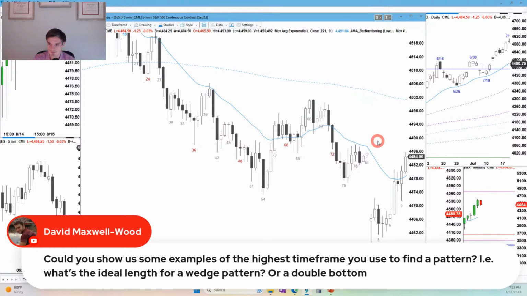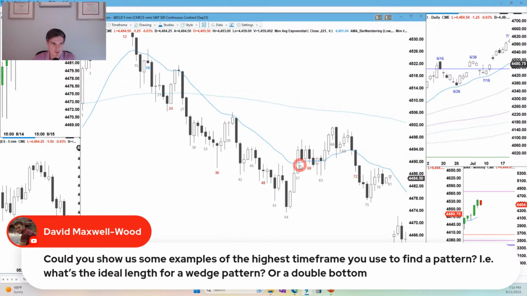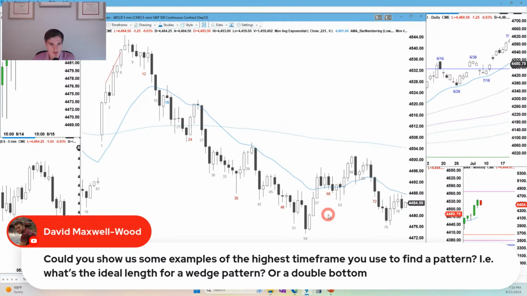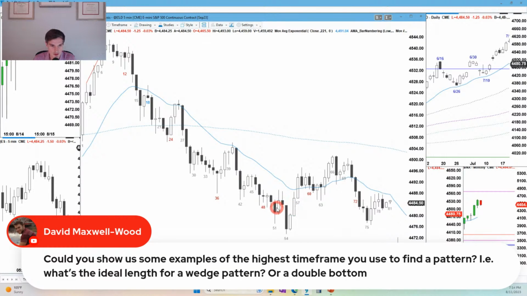Can you show us an example of the highest time frame you use to find a pattern? Example, what's the ideal length for a wedge bottom? Yeah, well, a few things. One, I'm always thinking about wedges as far as the highest time frame in the wedge, and the correction should be about half the amount of bars. So here, if this channel down, 1, 2, 3, let's say it's about 40 bars, we'll probably go sideways for about 40 bars. Here, we went sideways for about maybe 30 bars.